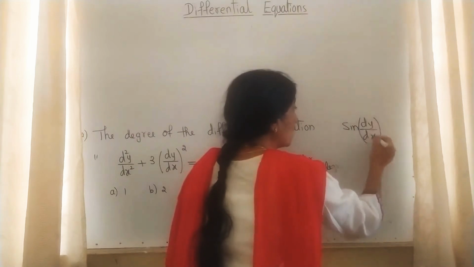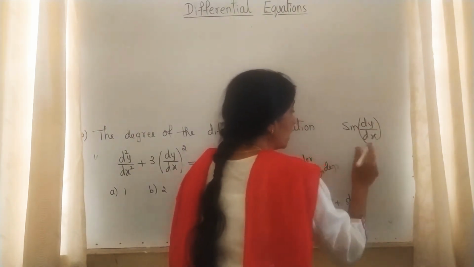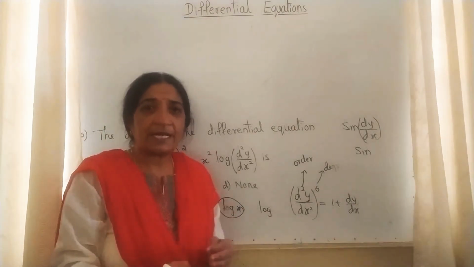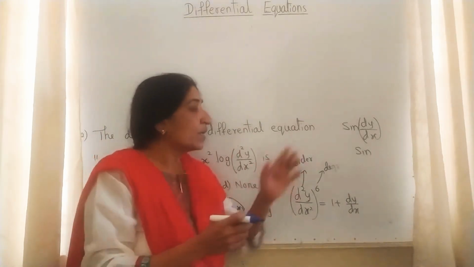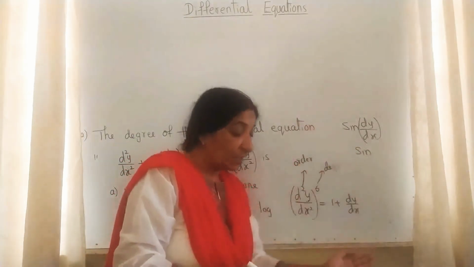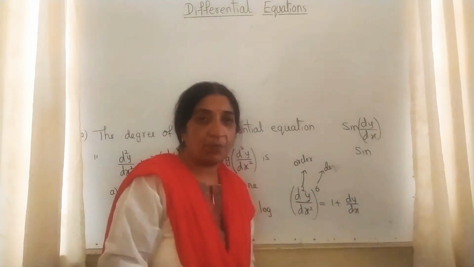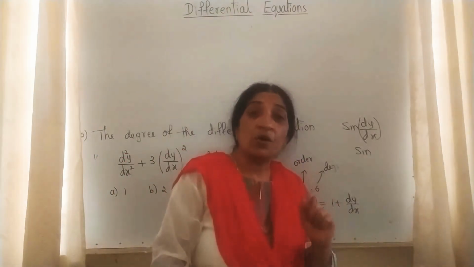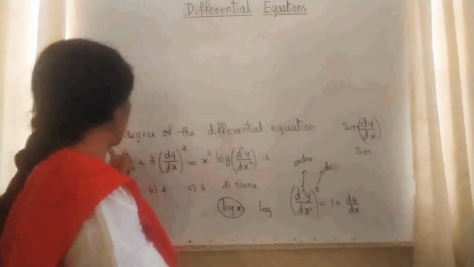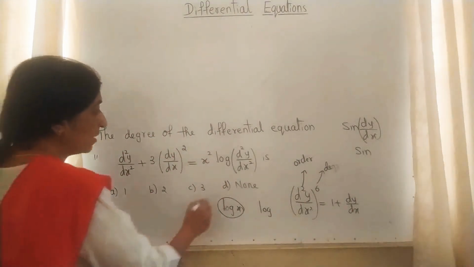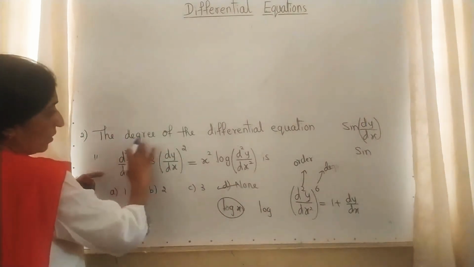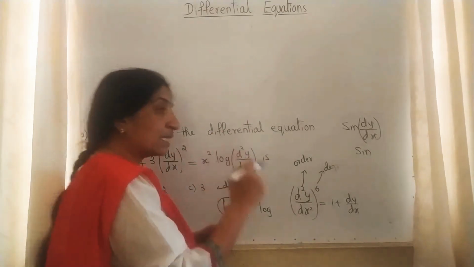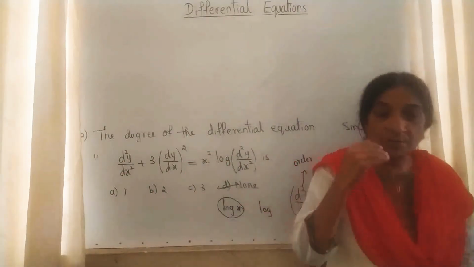In this, without dy upon dx, sin alone has no value. It is just a spelling. It doesn't have any value. You write sin theta, sin 45 like that, but here it is sin dy upon dx. That means sin is depending on dy upon dx. If any term is depending on dy upon dx, you cannot write the degree. That means the degree of the differential equation is none. We need not see the remaining, because here log is depending on this. In these types of examples, you cannot mention the degree.